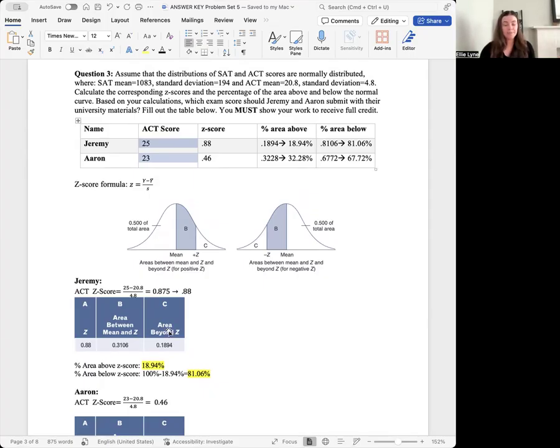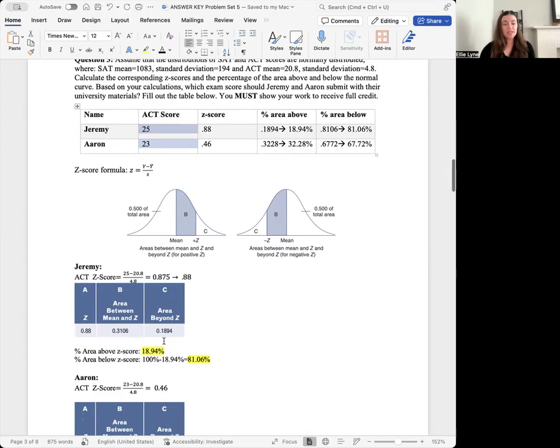Let's take a look here. For Jeremy, the corresponding z-value for 0.88, let's take a look at the area beyond z. What you're seeing up here, I took directly off of the standard normal table from Canvas. It's right there at the very top of page 1. This simply explains how to operate the standard normal table and the z distribution table.